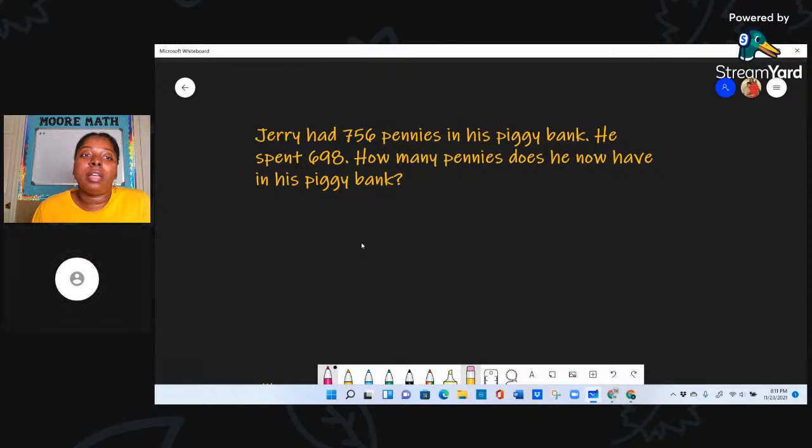Okay, so I'm going to read this for you. Jerry had 756 pennies in his piggy bank. He spent 698 pennies. How many pennies does he now have in his piggy bank? Okay, so Jerry had 756 pennies in his piggy bank. He spent 698 pennies. How many pennies does he now have in his piggy bank?